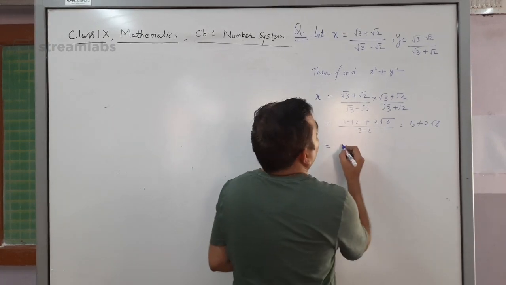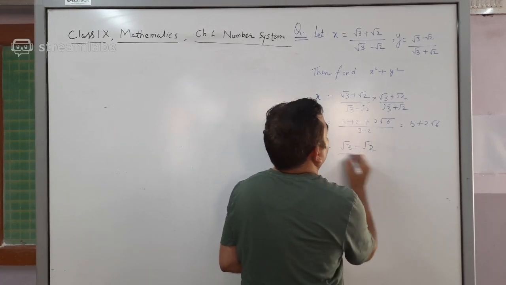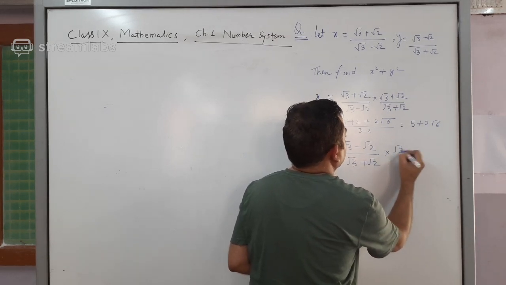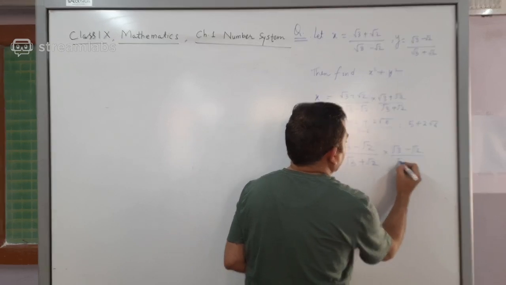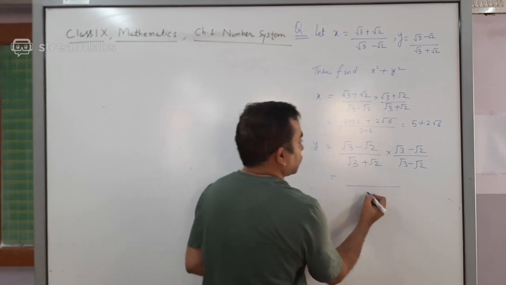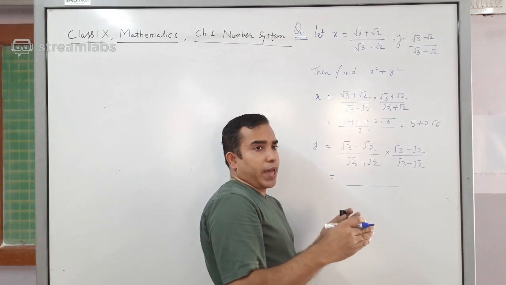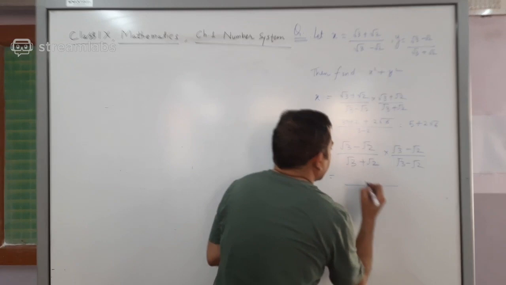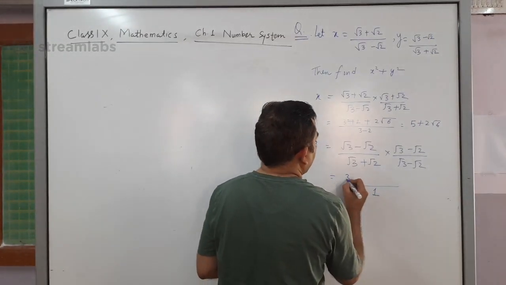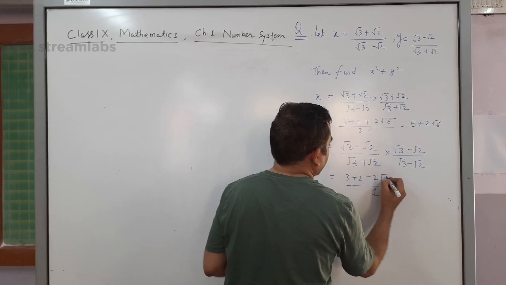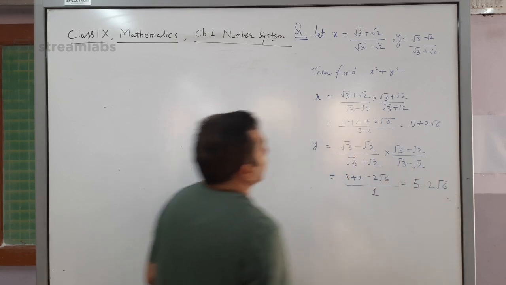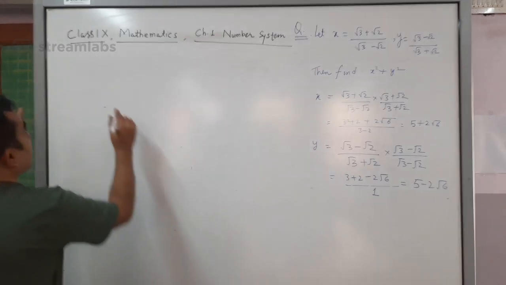If I take y, which is root 3 minus root 2 upon root 3 plus root 2, and if I multiply the numerator and denominator with the conjugate of denominator, denominator will become root 3 square minus root 2 square means 3 minus 2 means 1. Numerator will become root 3 minus root 2 whole square, which means 3 plus 2 minus 2 root 6, isn't it? Nothing but 5 minus 2 root 6. What I have to find? I have to find x square plus y square.